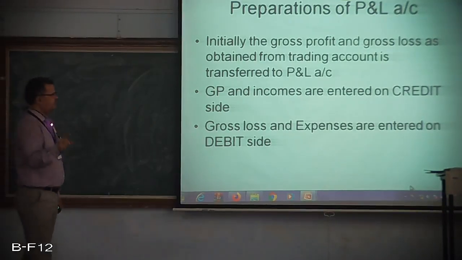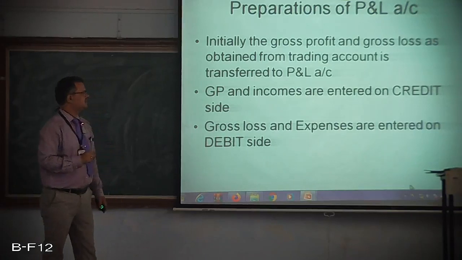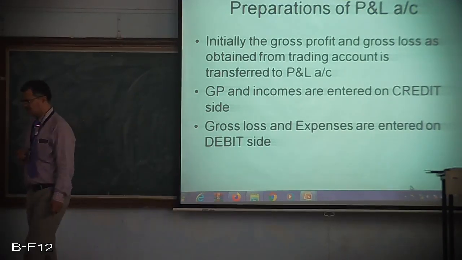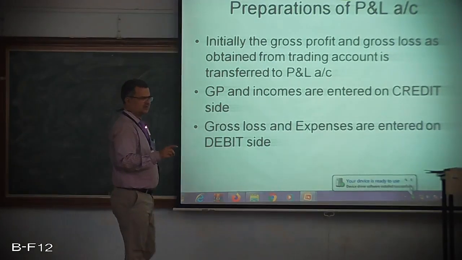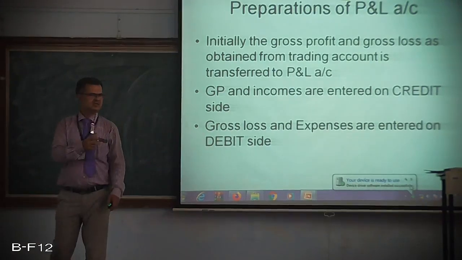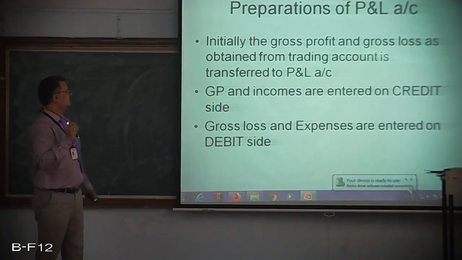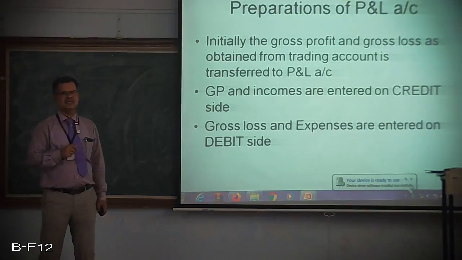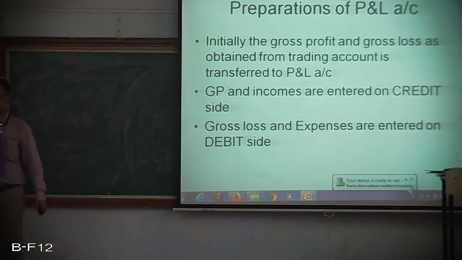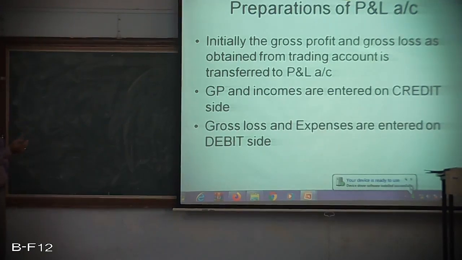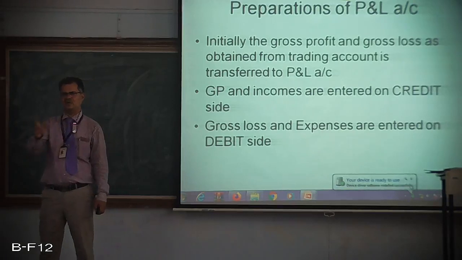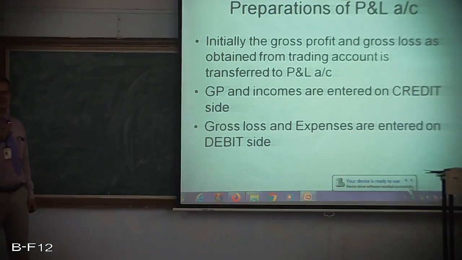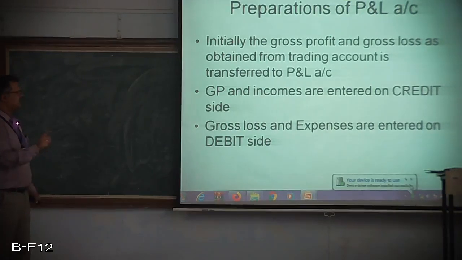Next, the gross profit and incomes are entered on the credit side. Remember, I told you in banking terms they use credit and debit. These two terms are banking terms. So there are going to be two sides in a P&L account: one is the credit side, the second is the debit side. The gross profit and incomes are entered on the credit side, and the gross loss and the expenses are entered on the debit side. While solving problems, understand how they enter these two separately, in the credit side and the debit side.